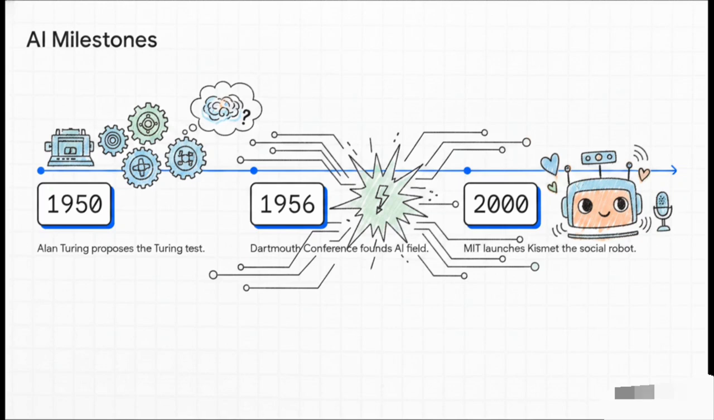Fast forward to the year 2000, and MIT launched Kismet, a literal, physical, social robot capable of identifying and simulating human emotions using just sensors and a microphone. We went from pure theory to machines that could actually mimic feelings.